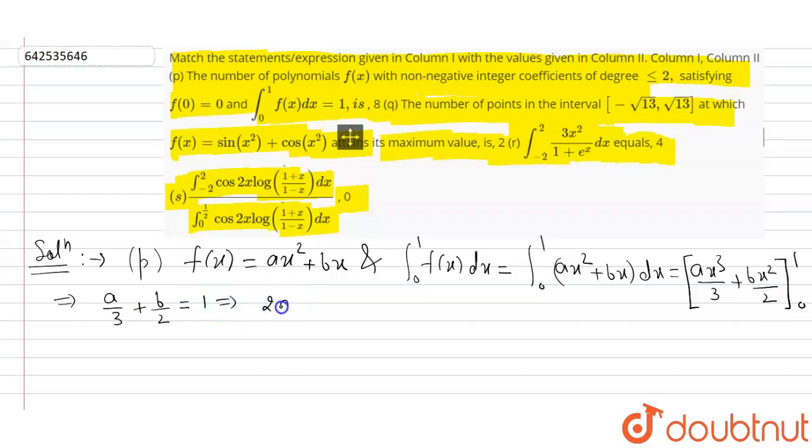So by taking LCM we have 2a plus 3b is equal to 6. Now the non-negative values of a and b, as we know that the coefficients are non-negative integers, satisfying this equation would be a equal to 3 and b equal to 0, or a equal to 0 and b equal to 2.